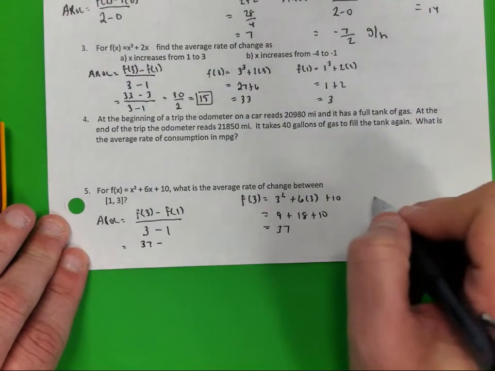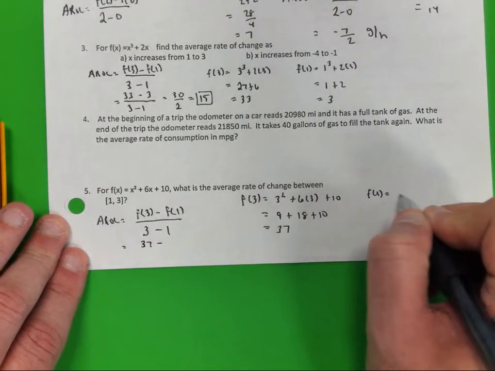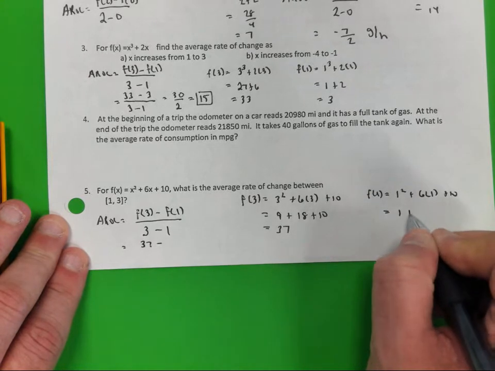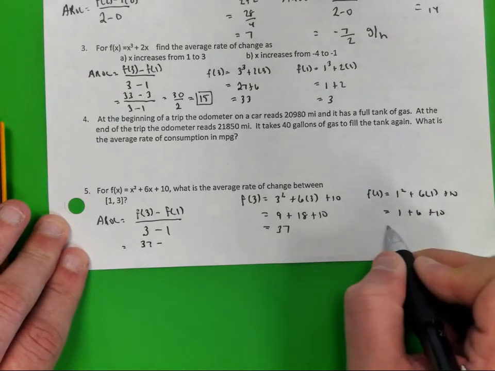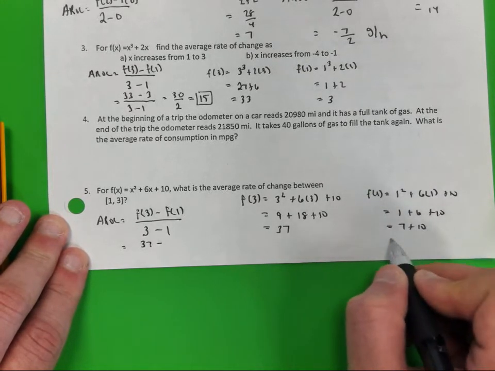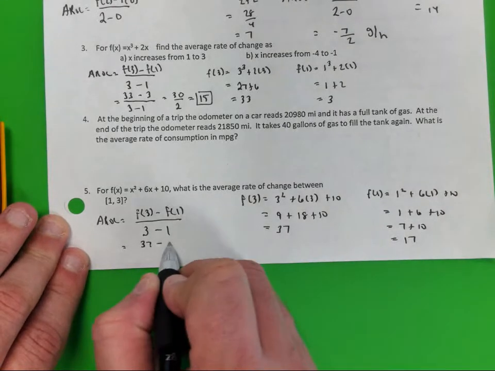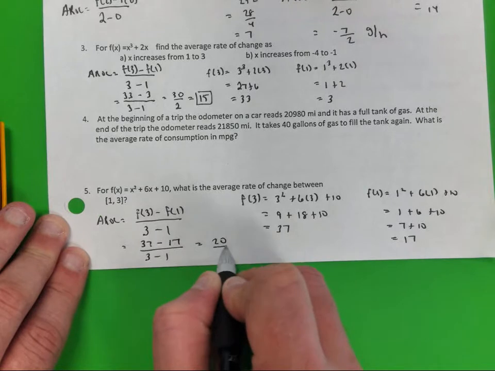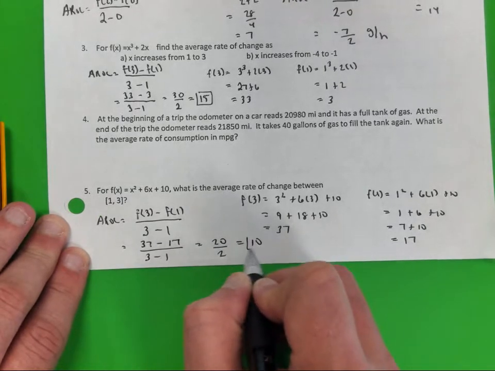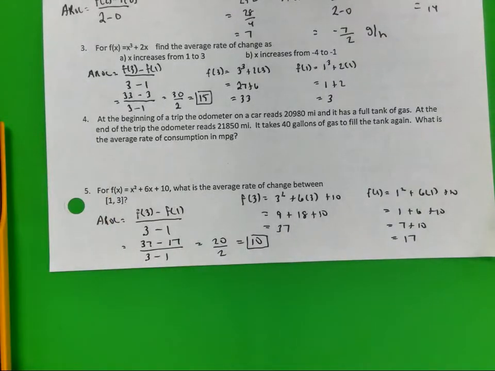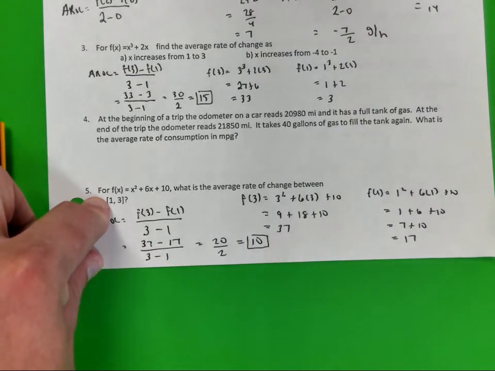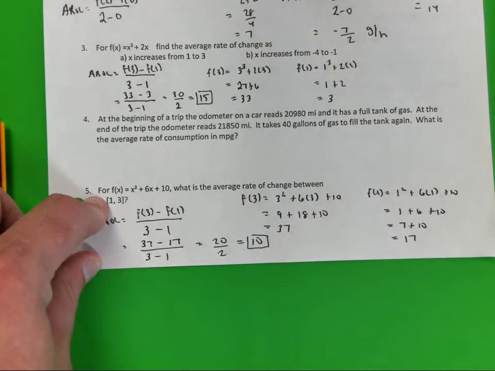Plug F of 1 in. Did y'all get 17? So I get 20 over 2, which is equal to 10. So your average rate of change for that interval, just for that interval, is the slope of 10 in that particular part of the graph.